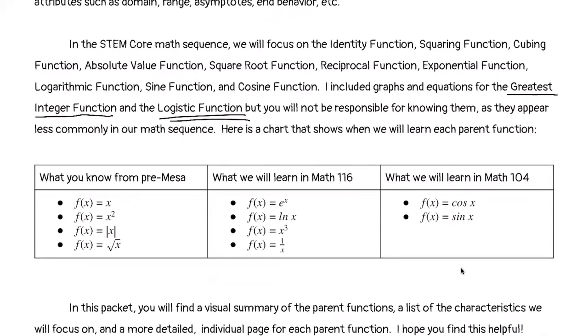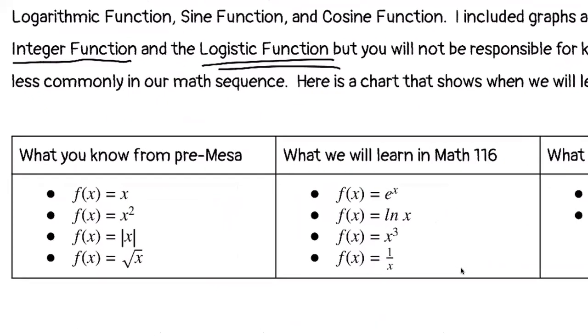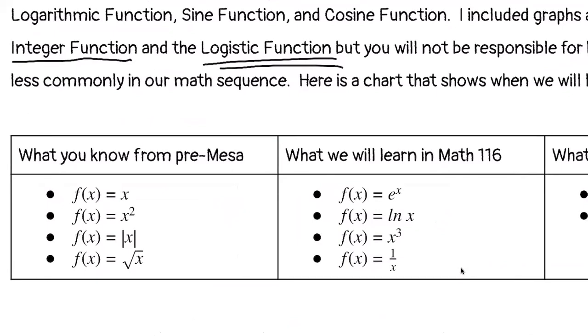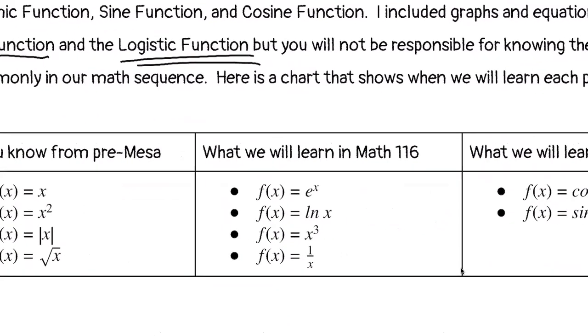Okay, so from pre-MESA, I hope that we all know what f of x equals x looks like, x squared, the absolute value of x, and the square root of x. Those are ones that I hope you've seen at some point in your academic career. Now, what we're learning in Math 116: we learned already about our exponential one, e to the x, our natural log one, the natural log of x, and we're going to, in the next section, learn about x cubed and 1 over x, okay?